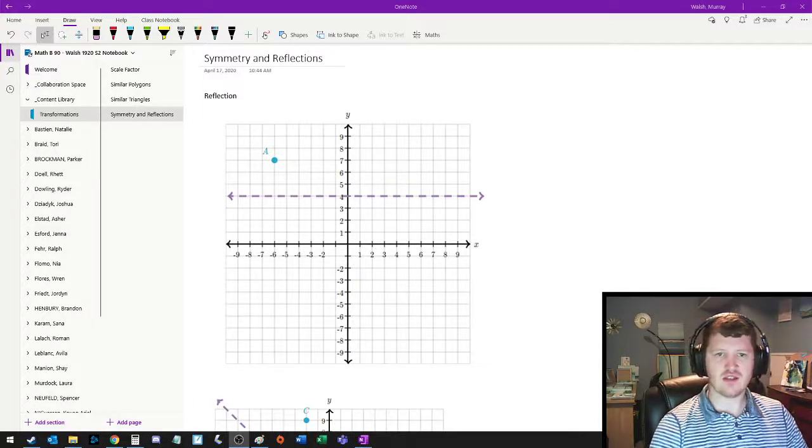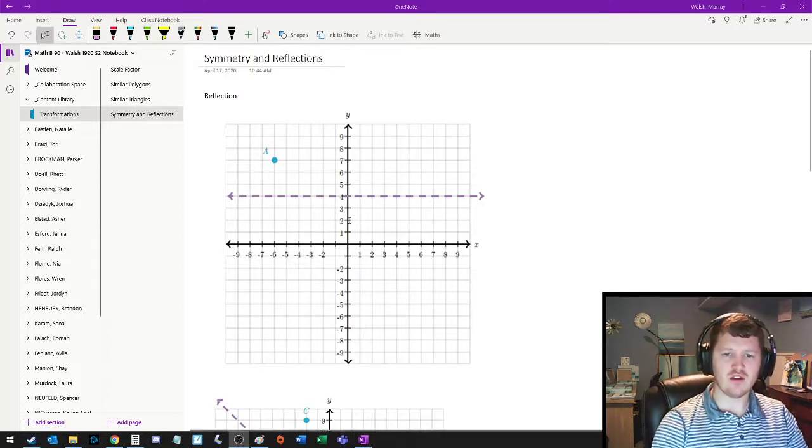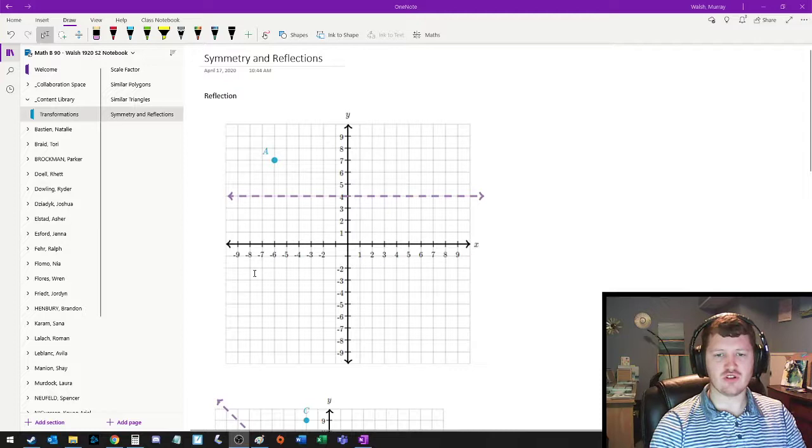This is a lesson looking at symmetry and reflections, how they're related, and taking the concepts of symmetry and reflections that we have learned and developed over the previous years and applying them to more structured math concepts, specifically applying them to the coordinate grid and what happens when we reflect points, shapes, and lines around the coordinate grid and what symmetry looks like on the coordinate grid.